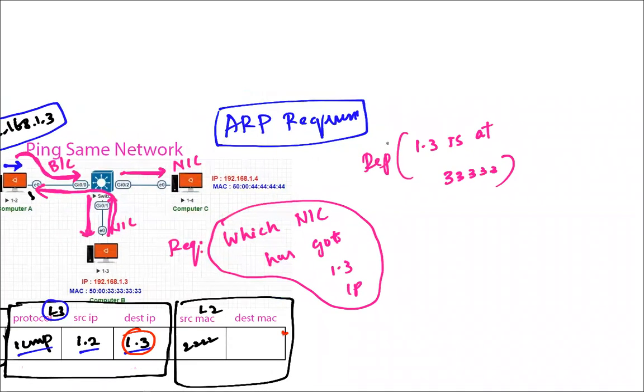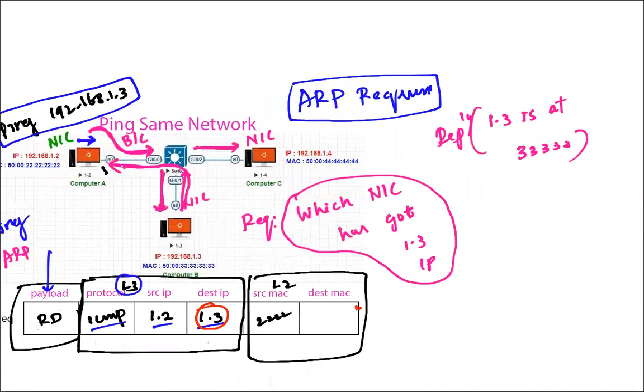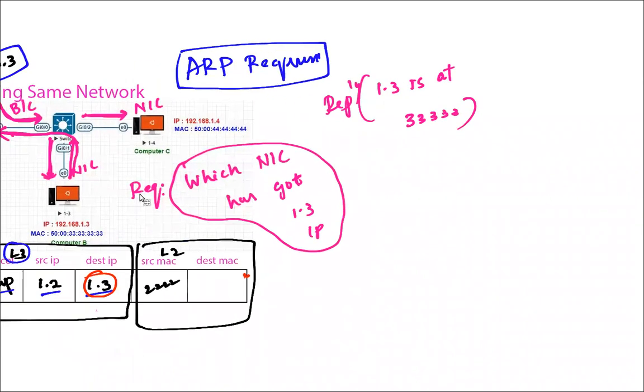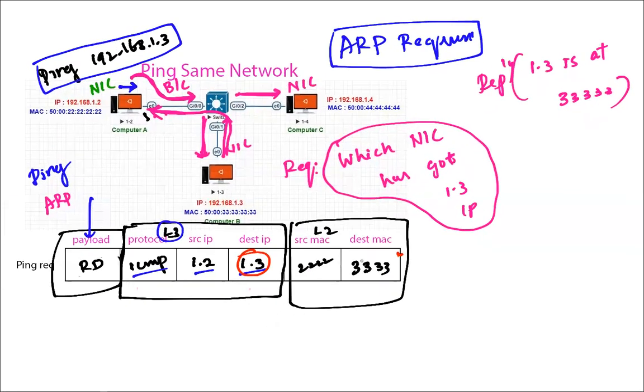Now this reply is going to come from the 1.3 PC to the 1.2 PC. So now the 1.2 PC understands this. After getting an ARP reply, what message is there in that ARP reply? The 1.3 MAC address is what? The 1.3 MAC address is all three. After knowing it only, it will fill all three over here. You got the idea?